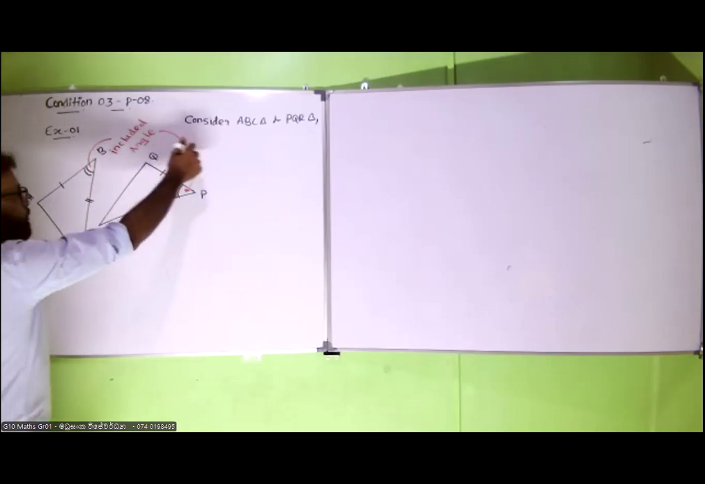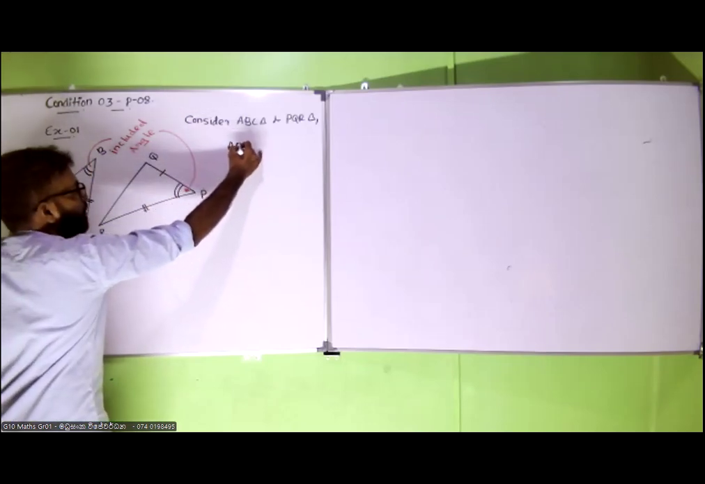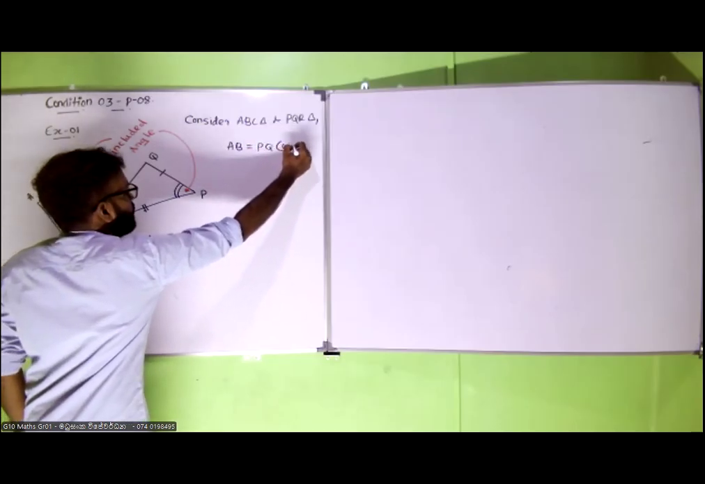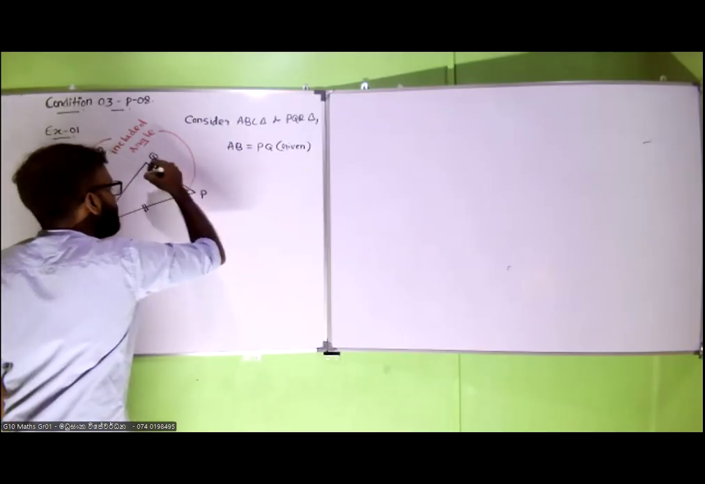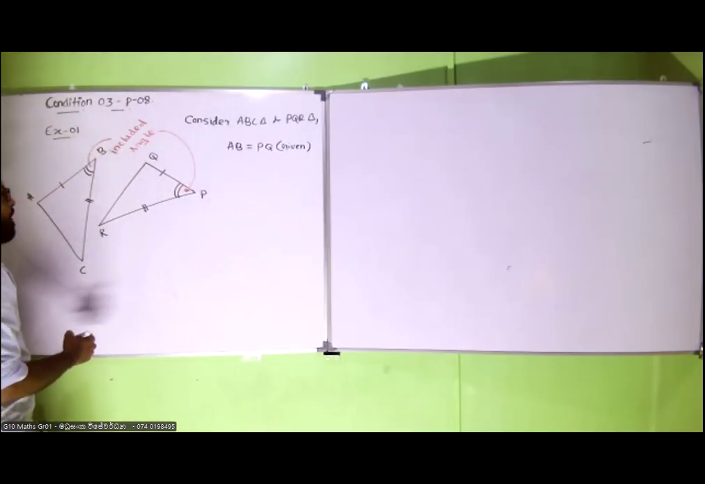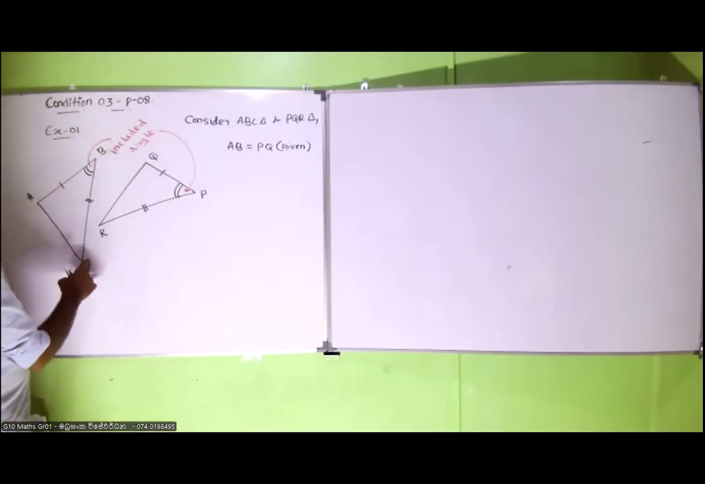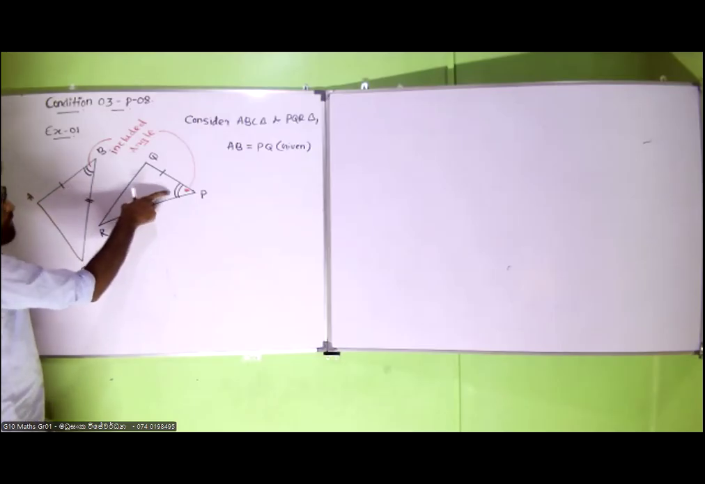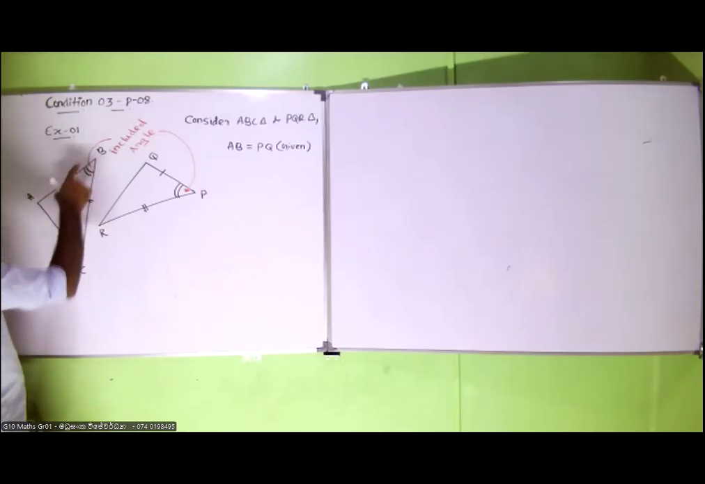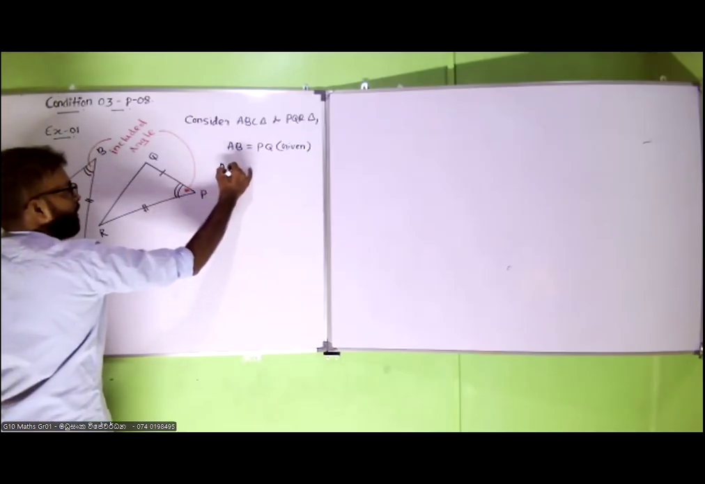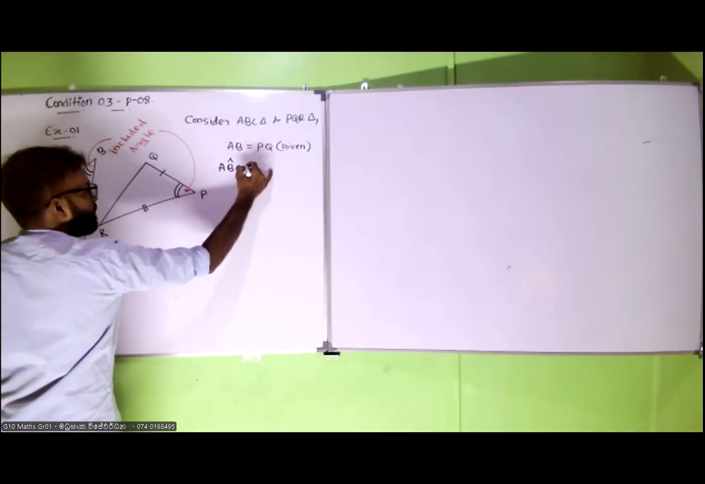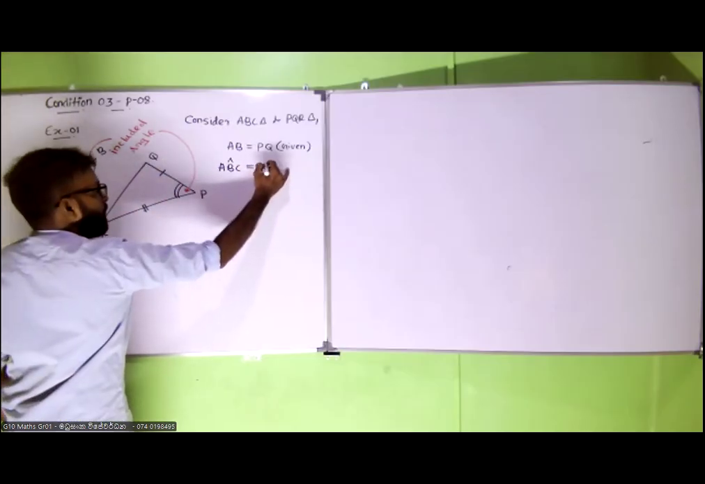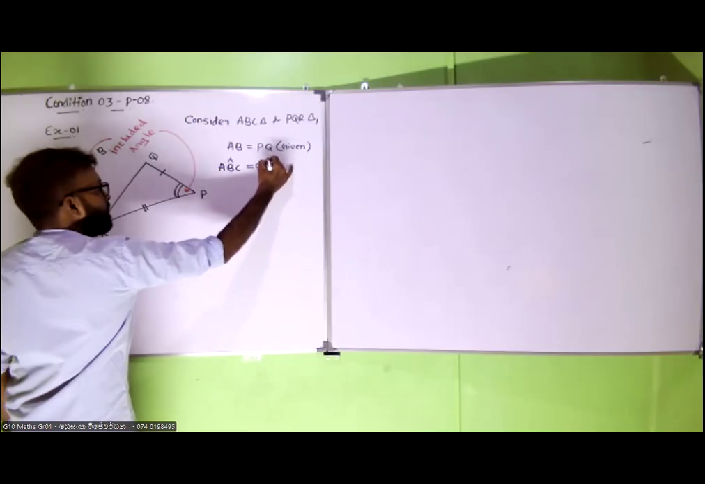AB equals PQ. What is the reason? Given. They have given that. Here we have an angle, that angle is equal to this angle, right? So angle ABC equals angle QPR. Why is that? It is already given in the figure.